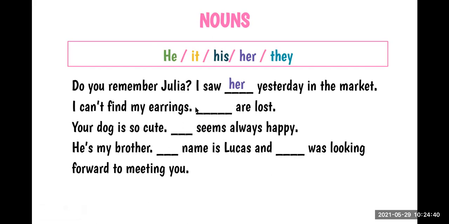They are lost, right? Well, we are referring to Julia, right? And here we are referring to earrings, right? Remember that when we talk about objects, when we talk about a thing, we use it. But when this thing, this object is in plural, we use they, not it, okay?